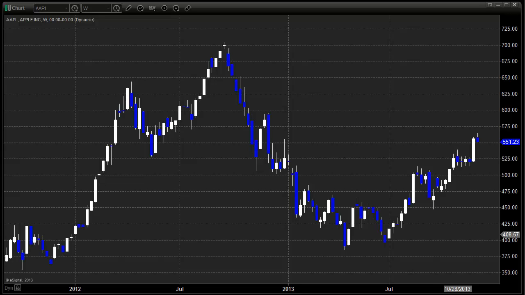I want to take a few minutes and talk about the shares of Apple Computer because we've just encountered a very important technical development on the chart. Let's first take a look at the weekly chart and just make a summary of the current technical condition here.